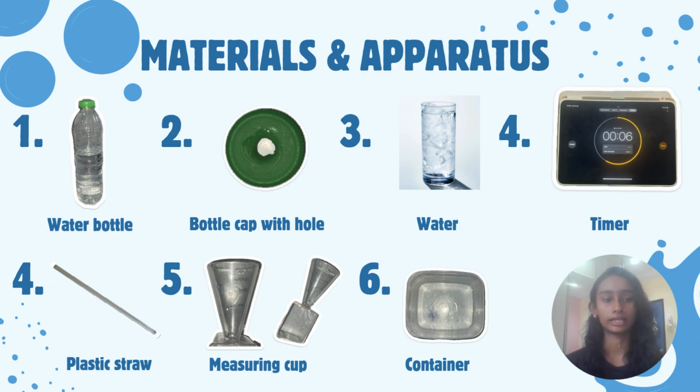These are the materials and apparatus used for this experiment: water bottle, bottle cap with a hole, water, timer, plastic straw, measuring cup, and a container. Before we start, we prepare a small setup: placing a digital timer, preparing a clean, empty plastic container to collect the water, and filling up water in a plastic bottle, equipped with a straw inserted in the bottle cap.